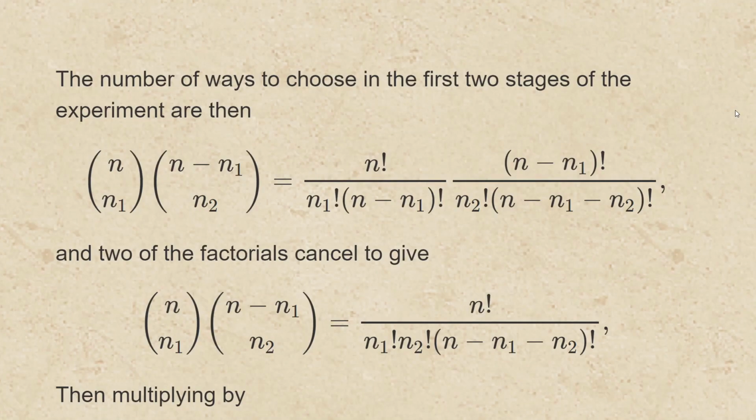The number of ways to choose in the first two stages of the experiment is then the product of the ways to choose in each stage. So n choose n sub 1 times n minus n sub 1 choose n sub 2. And when you simplify that expression, two of the factorials cancel to say that that equals n factorial divided by n sub 1 factorial and n sub 2 factorial and n minus n sub 1 minus n sub 2 quantity factorial.